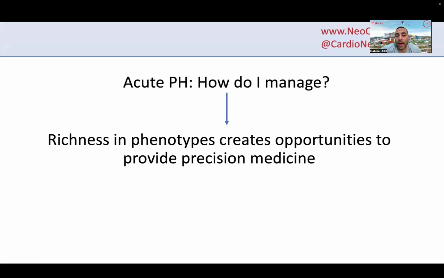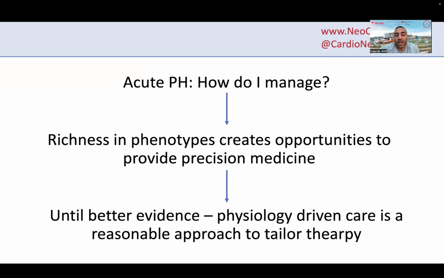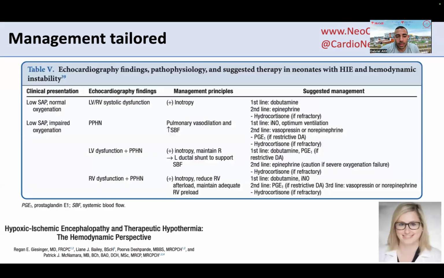Well, I do think that, as I outlined, the richness in phenotypes creates opportunities to provide precision medicine. And until we have better evidence from trials, I do believe that physiology-driven care is a reasonable approach to tailor therapy. So I want to bring you back to this sentinel article and review by Dr. Giesinger, who outlined some of the key findings of patients who have HIE. But I do believe that these concepts are applicable to the acute pH pictures that we see in the NICU, even in the context of prematurity, where you're able to tailor your management based on the phenotype underlying your patient.